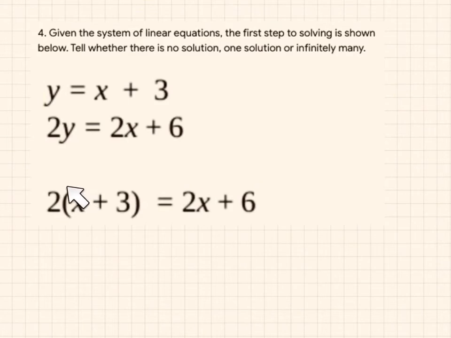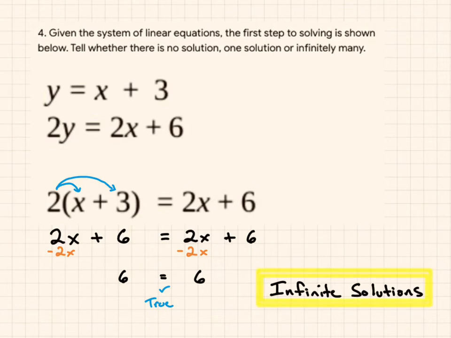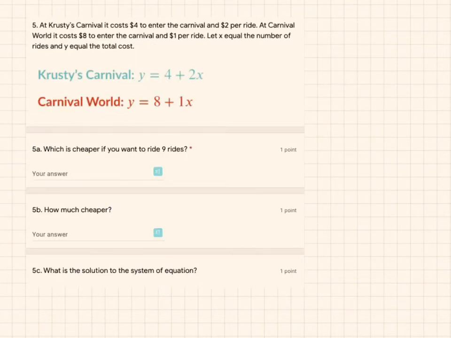Now I need to use the distributive property to multiply that 2 to each term inside. I get 2x plus 6 equals 2x plus 6. Now, I'm going to subtract 2x from both sides. I end up with 6 equals 6, which is a true statement. So I know I can't solve this because there's no longer an x value. So it's either infinitely many solutions or no solution. Because it's true, I know it's infinite solutions. And that's my answer.